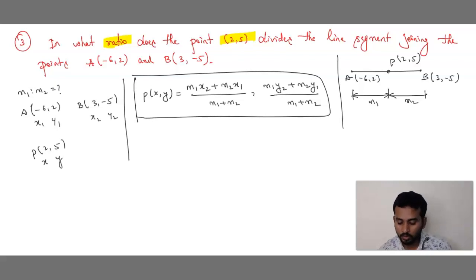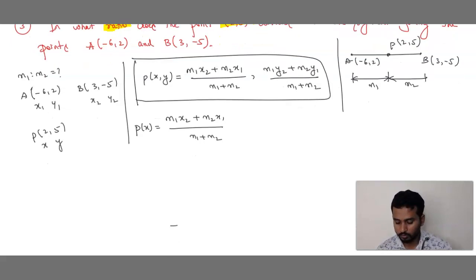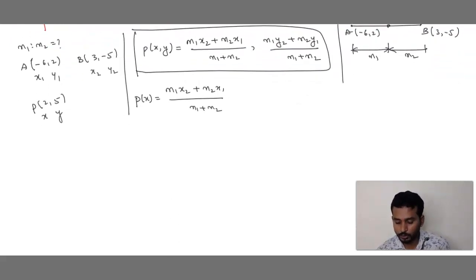Okay. Now what is the x coordinate? P of x is equal to (m1 x2 plus m2 x1) by (m1 plus m2). Okay. Now substitute the values. What is the value of x? 2. Can you see here? This is x, 2 is equal to m1, we don't know, keep it as it is, into x2, 3, plus m2, we don't know, x1, minus 6, by m1 plus m2.